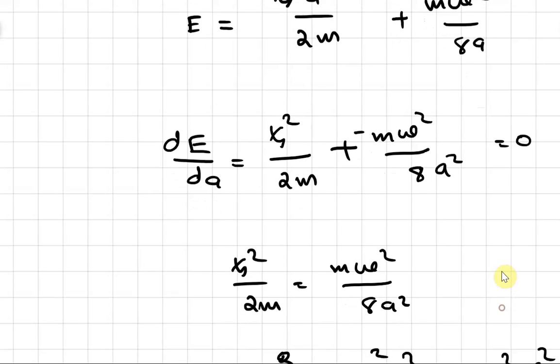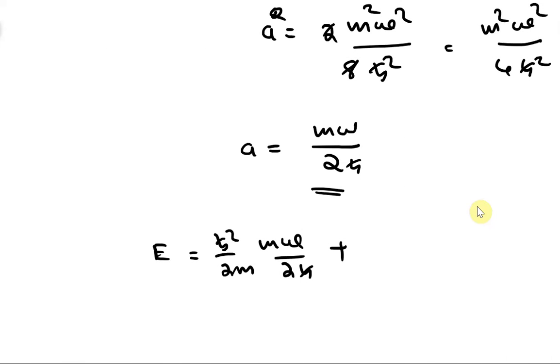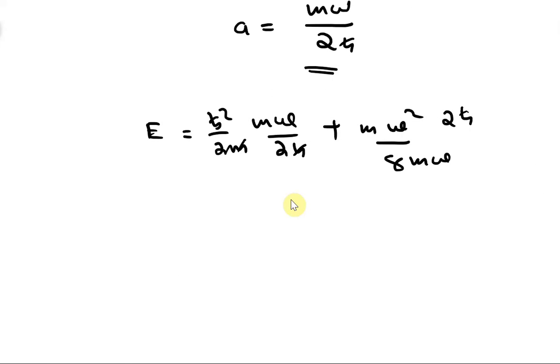m omega square by 8, m omega square divided by 8a, where a is m omega by 2h cross. So you can cancel a lot of things here. m cancelled, h cross square and h cross cancelled, and 2 and 2 become 4. So this will become h cross omega divided by 4. Plus, here m omega is there, m is there, omega, 8 will become 4 with this cancellation.